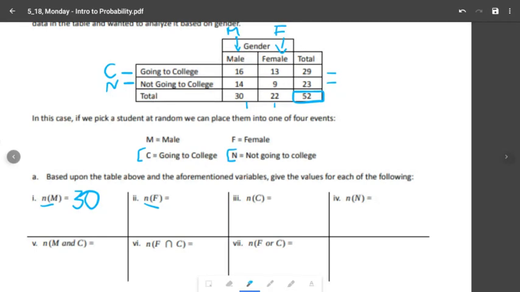Second one, N of F, the number of students that were female. Looking at my females all together, that total was 22. Third one, N of C, the number of students going to college. So we're now looking at that row. College total was 29. Fourth one, N of N, the number of students not going to college. That is this row that we are looking at. That total is 23.